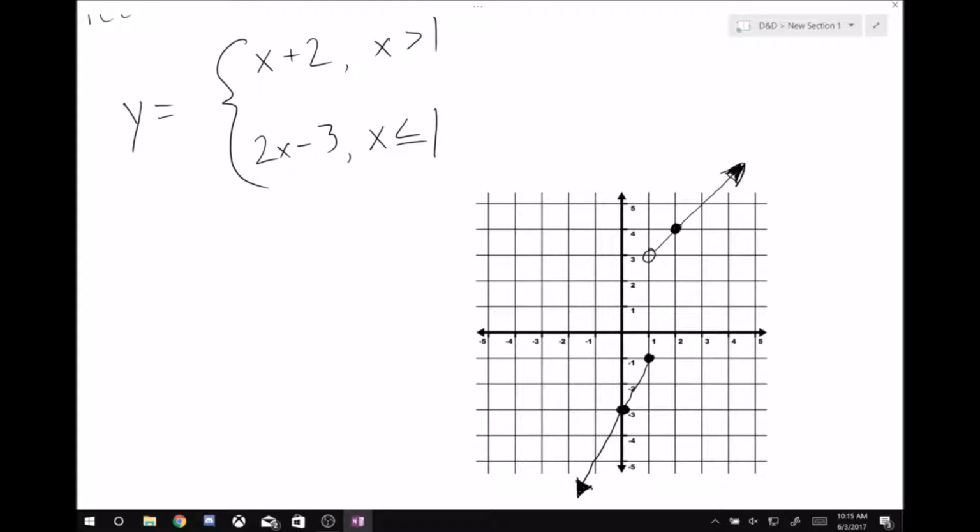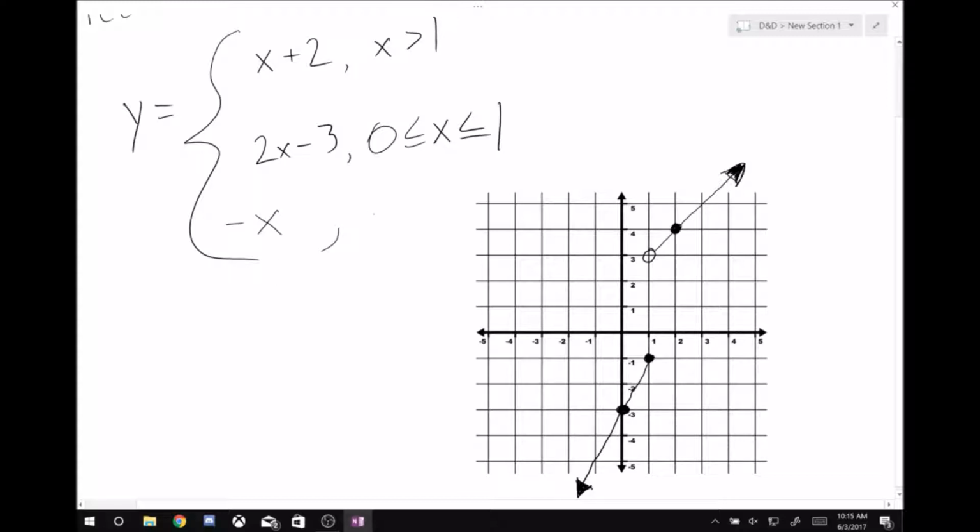And you can have multiple piecewise equations. For instance, this could have said this, okay? I'm just going to move this over a little bit. And then this could have been an even bigger bracket. And then we would have just had negative x when x is less than 0.